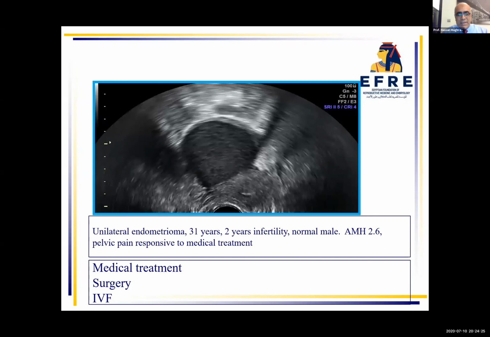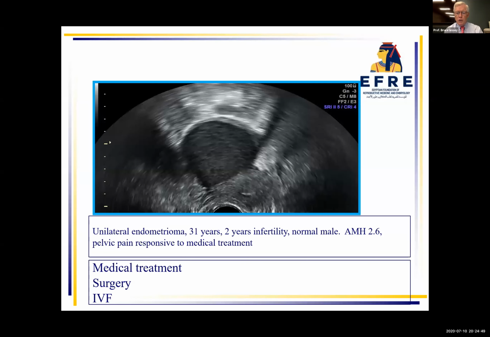So the second case is unilateral endometrioma, 31 years, 2 years infertility, normal male, AMH 2.6, pelvic pain, responsive to medical treatment. She's coming for infertility. Would you give her medical treatment or surgery or IVF? Professor Lessie.